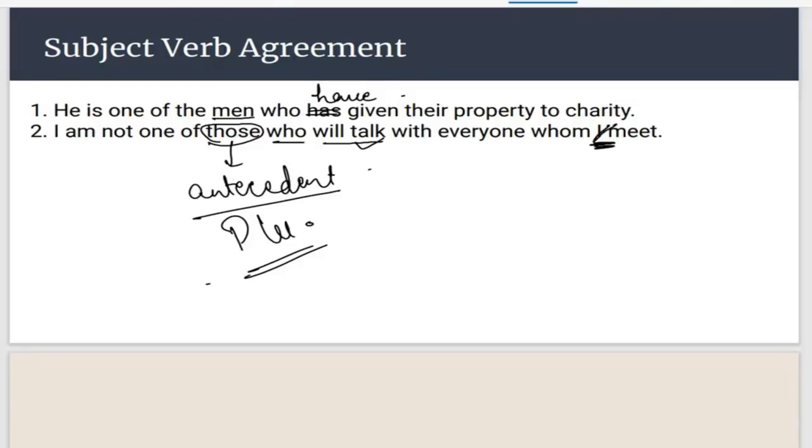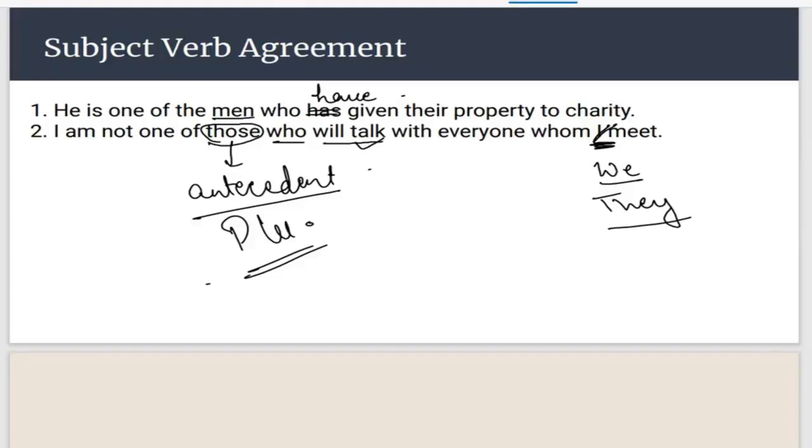Now if we need to use plural noun, plural pronoun here, then either we can use we or we can use they. These two are plural pronoun. Yes or no? Either we can use we or we can use they.